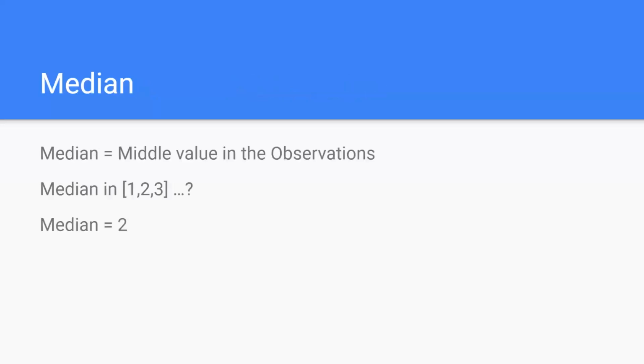Similar to that is the median. Median is the middle value in the observations. So for example, in the given observations, what is the middlemost value? 2, right? So you take it as the median.